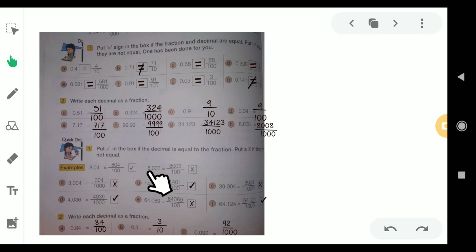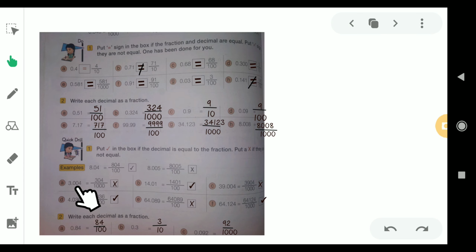Just look at another example. It is 8.005. So when you neglect the decimal point, it looks like 8005, but here the decimal places are 3. But look at the number of zeros in the denominator. There are only 2 zeros. So this number of zeros is not equal to the number of decimal places here. So that is why both are not equal. That is why you must use the cross sign. Correct? So if both fraction and decimal seem to be correct, use the tick sign. If the fraction and decimal seem to be wrong, use the cross sign.